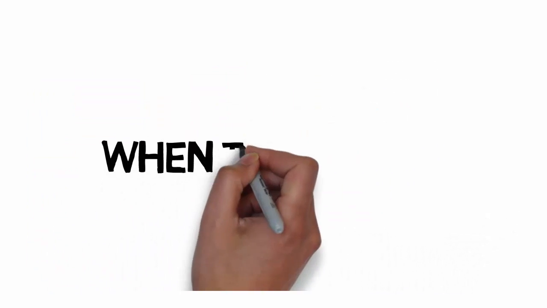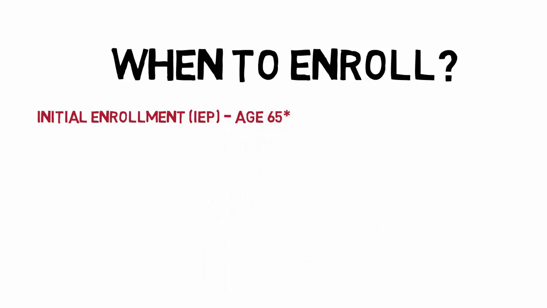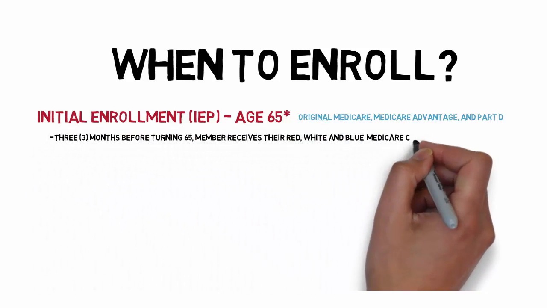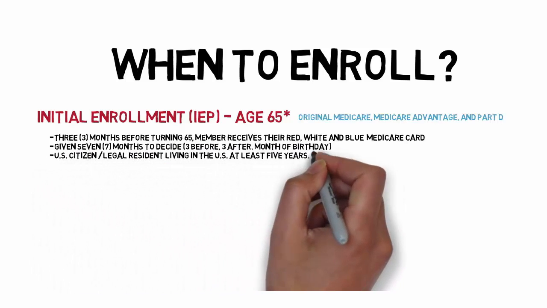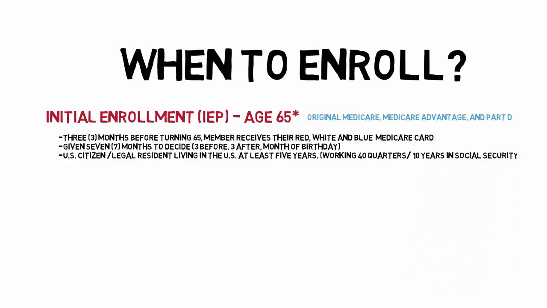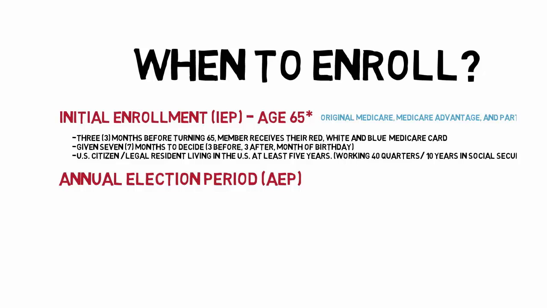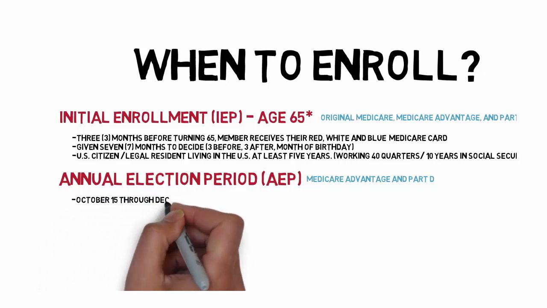So a big question that a lot of people have is, when should I enroll in all of these things? So the best time to enroll in a Medicare Advantage plan, Medicare Part D prescription drug plan, and Medicare itself is during your initial enrollment period. This is when you're turning 65, you have 3 months before the month of your birth date, the month of your birth, and 3 months after the month of your birth to enroll. Then if you don't enroll in a Medicare Advantage or Medicare Part D prescription drug plan at that time, you can change your plan or get a new plan during your annual enrollment period.